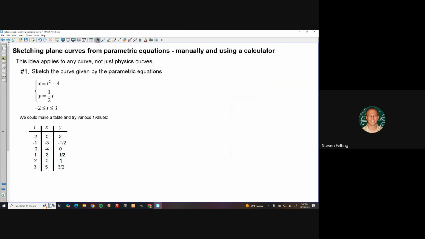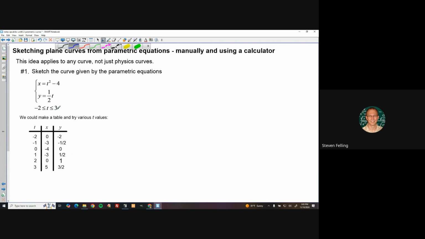All right, so this could apply to any curve, not just physics curves. Let's say that I have a more interesting equation like this that has x and y as a function of time, and this time x is not just equal to t. X is t squared minus 4, and y is 1/2 t. And t is going to be defined from -2 to 3. So maybe this t represents time, maybe it represents something else, we don't know.